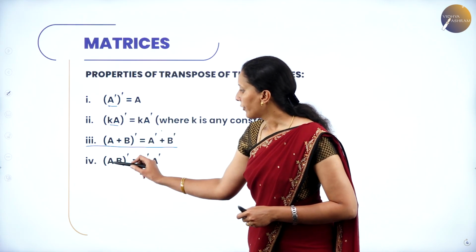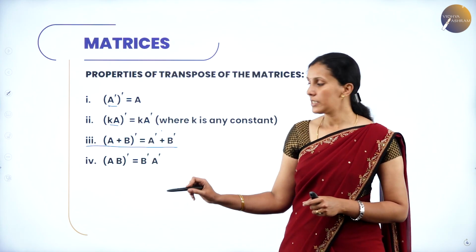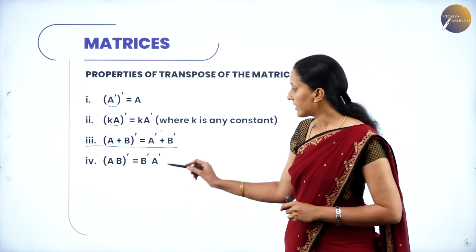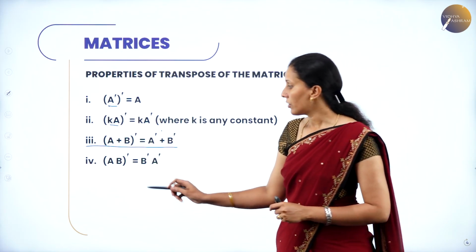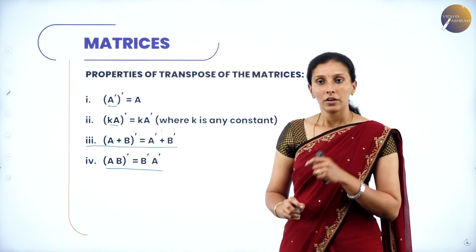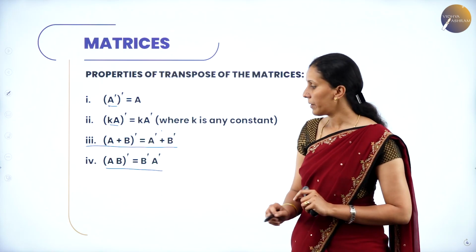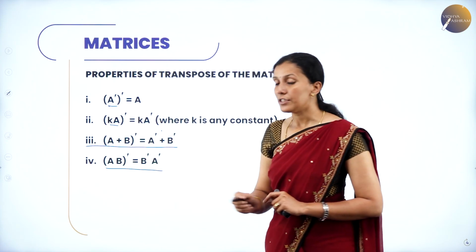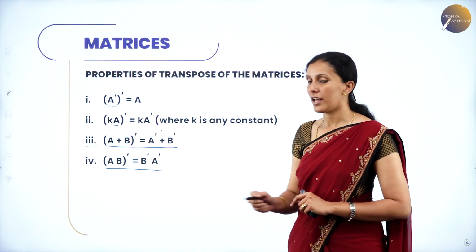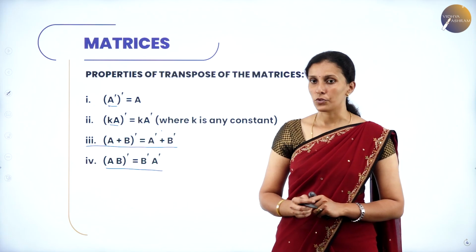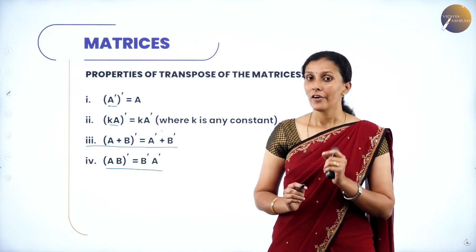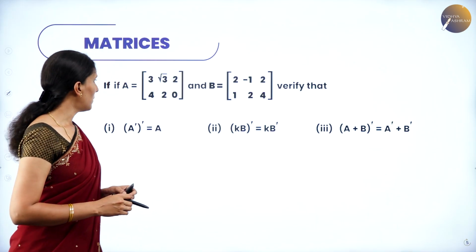Next, similarly, if you have AB whole transpose, then it is B transpose A transpose. Do not write it as A transpose B transpose. So this is a very important result which is asked in your examinations also for a 5 marks question. So AB whole transpose is equal to B transpose A transpose. So these are some properties of the transpose of a matrix which you should remember. So let's see a few problems now.